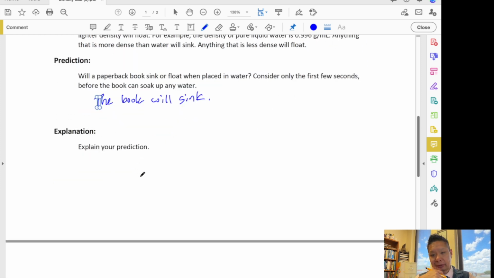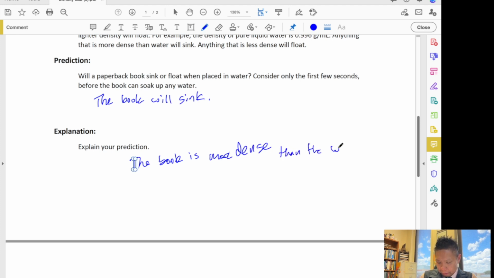Well, if you remember from that first lab, I said that things that were more dense than water will sink and things that were less dense than water will float. So based on my prediction here, my explanation is that the book is more dense, forgot the E here, sorry, more dense than the water. And the rest of the experiment will be you going through and figuring out what the density of the book is to see if it will sink or it will float.